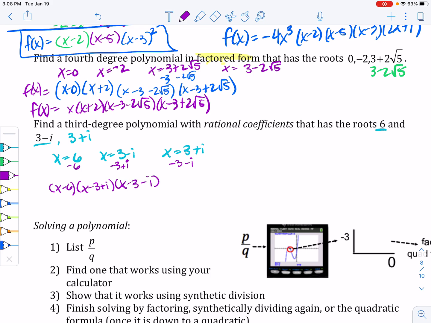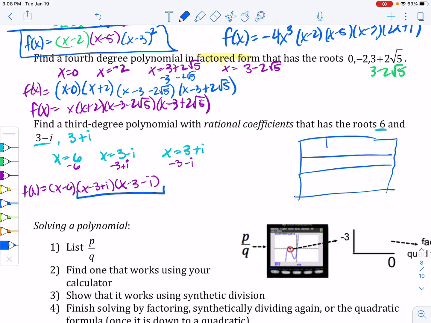But because we want our rational coefficients, I need to multiply this out, and it doesn't specify factored form, so I have to multiply this out. Now, I could multiply these two, or these two, or these two. It doesn't really matter. It will be faster and less tedious if you choose these two, the conjugate pairs, to multiply together. Also, I would highly recommend that you set up a box for this because it makes keeping track of the numbers easier. So we have x minus 3 plus i and x minus 3 minus i.